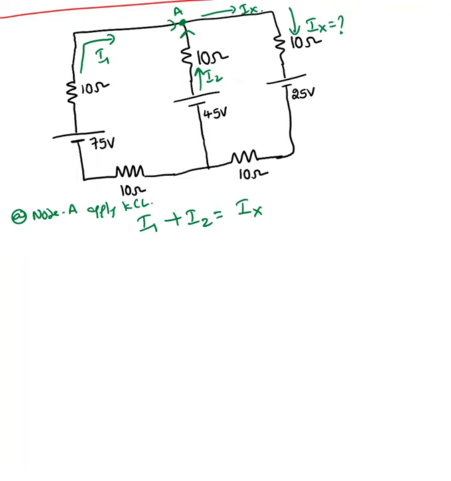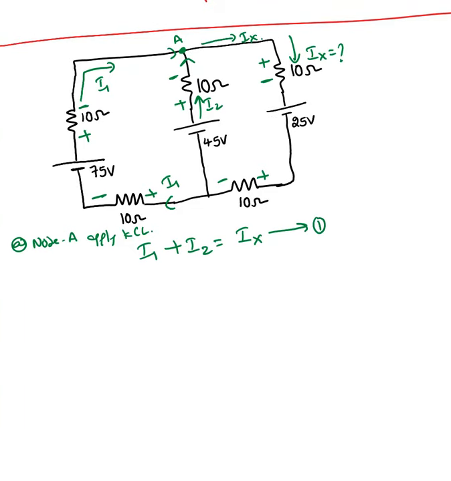Now, according to my I1 direction, I'm going to assign the positive and negative signs across each resistor. So this is positive, negative. The current passing through this is I1, so plus and minus. I2, that's plus and minus. Ix, that's plus and minus. So here is the first equation. Now it's up to you. As I mentioned, you can apply KVL or KCL. How many unknowns do I have? I have three unknowns: I1, I2, and Ix. So I have that first equation.